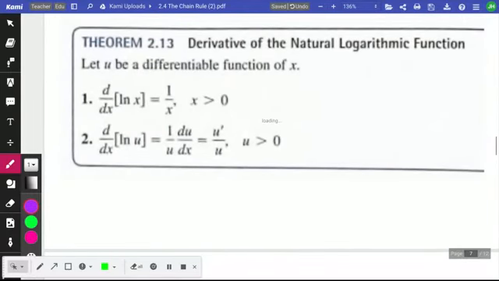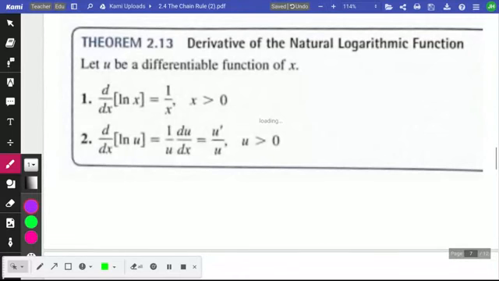All right, so we're going to do something new. We're going to do derivative of natural logarithmic function. All right, so we have ln x. And the derivative of natural log of x is just 1 over x.